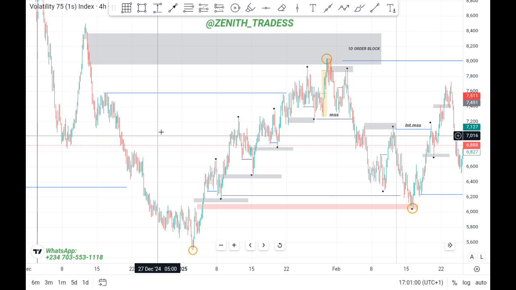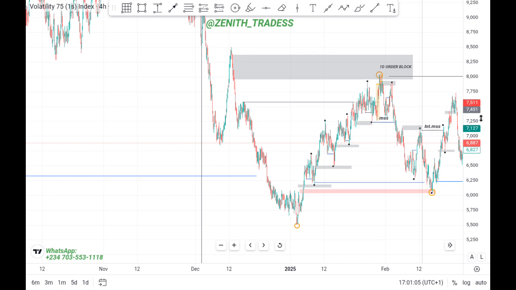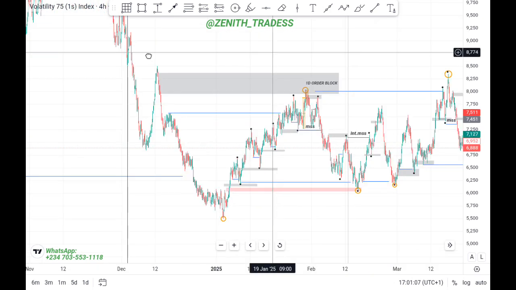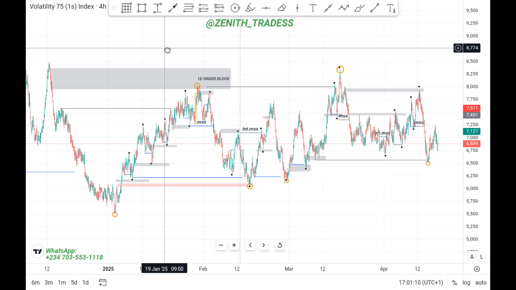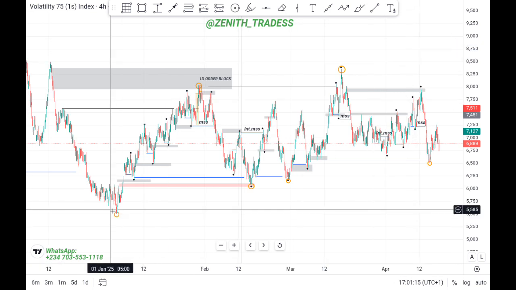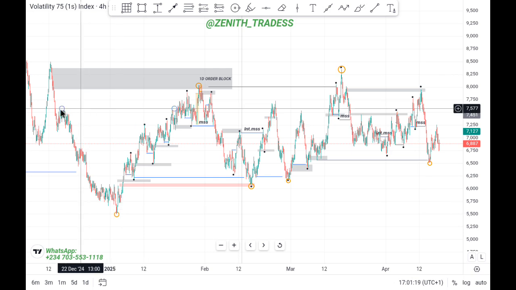So first of all, let's look at the bigger picture from the daily time frame. Let's look at the bias of this market. You can see that price is bullish. Why is the price bullish? From this place, this is a strong low formation. So it's able to take out this high.